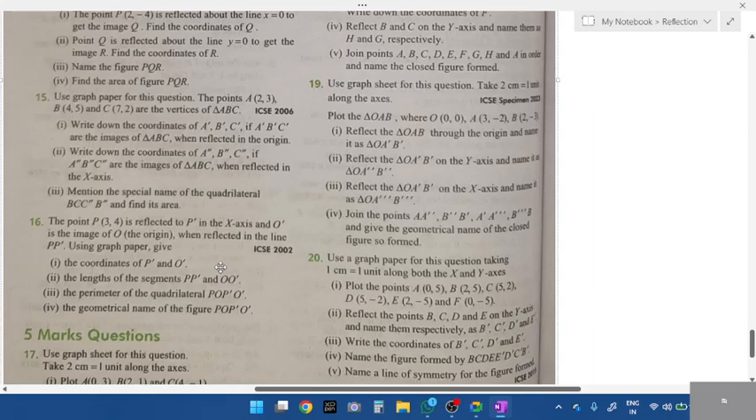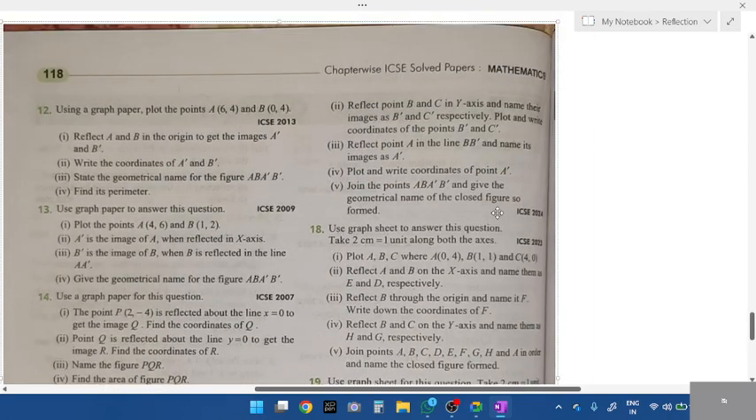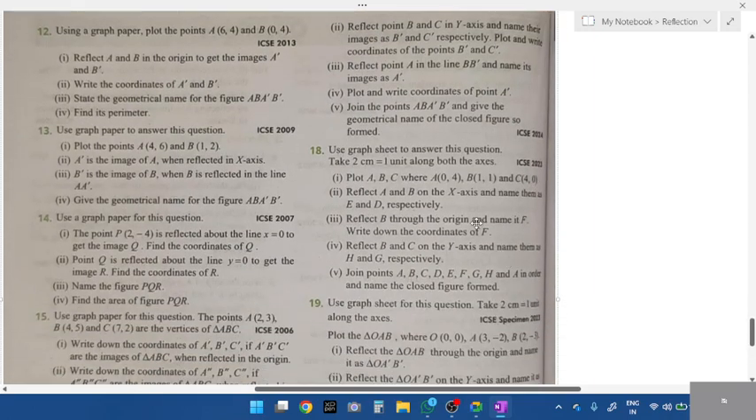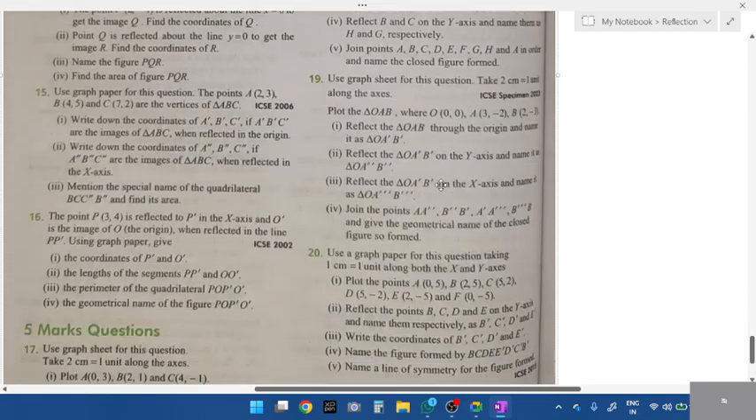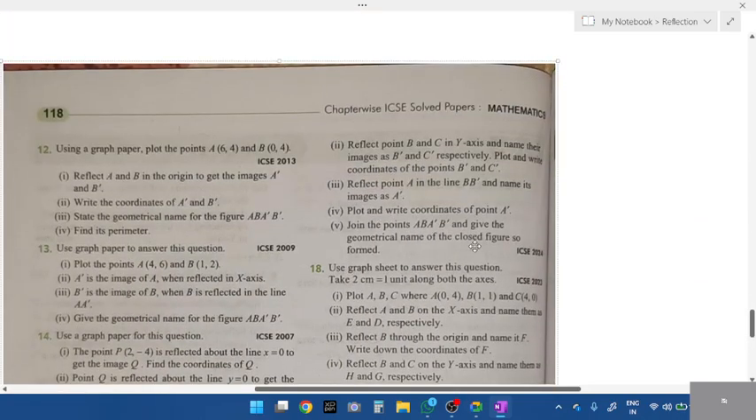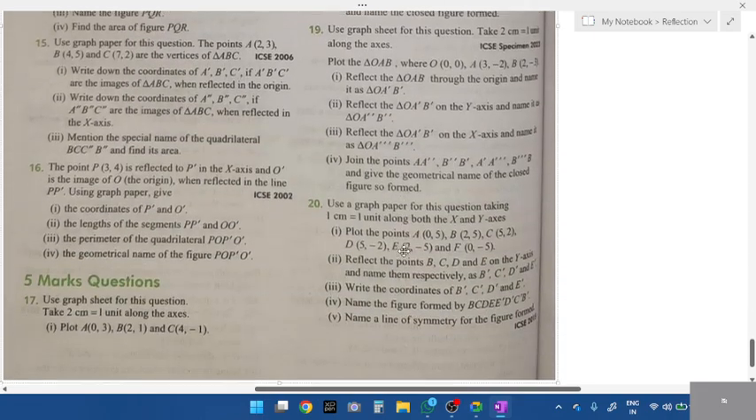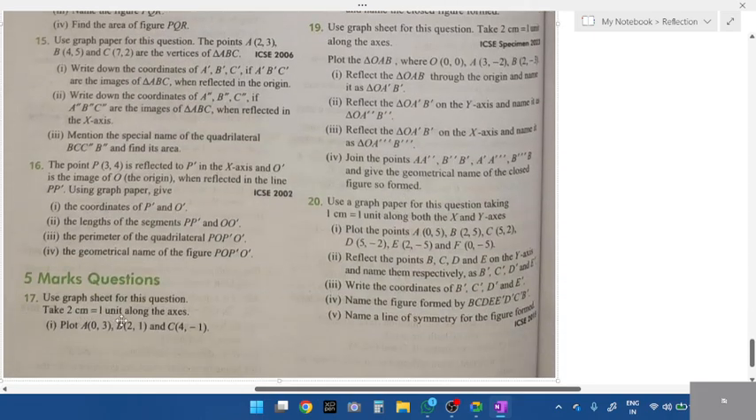Look at 2024, students, 5 marks. 2023 is what we solved. 2 centimeter is equal to 1 unit. Will you try this 2024 now? Yes, take 2 centimeter is equal to 1 unit. Take the value of A, B, C first. We'll solve 2024, 2025. We'll end the class.